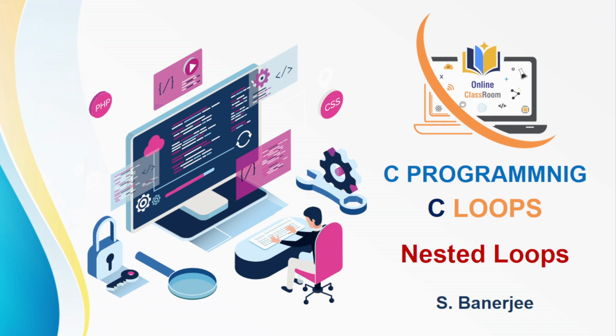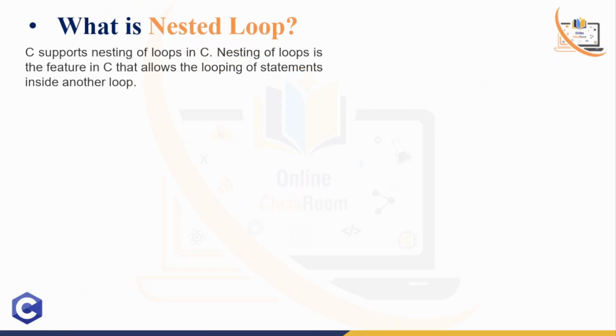Today we are going to discuss nested loops in C programming. So let's go to the topic. Before going to the programming details, at first we have to know what a nested loop is. A nested loop is basically one loop inside another loop. It means if we write one loop inside another loop, then it is nothing but a nested loop.